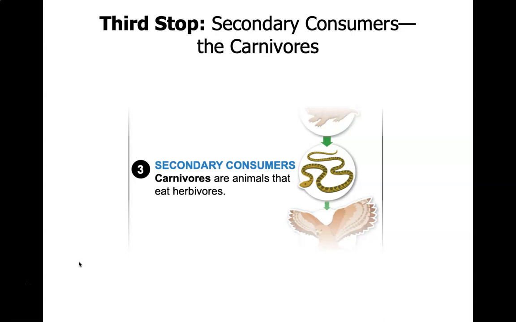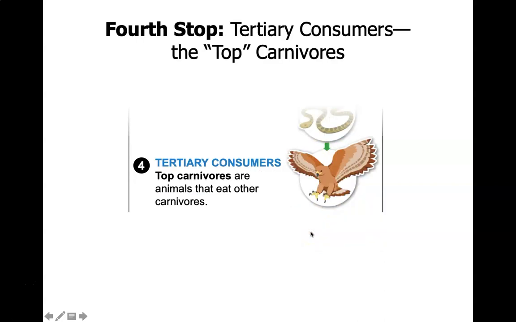Now these are the guys that eat the plant eaters. These are the carnivores. So these are the animals whose main or sole source of energy is other animals. So they are not eating plants, they are eating other animals. Now again, not all of the energy that was in this rodent is being passed to this snake, and not all the energy that's in this snake is going to be passed to this hawk. At the very top of our food chain are going to be the tertiary consumers. These are the top carnivores. These are the carnivores that nobody else eats. So they are eating anything below them, and nothing else is going to eat them.